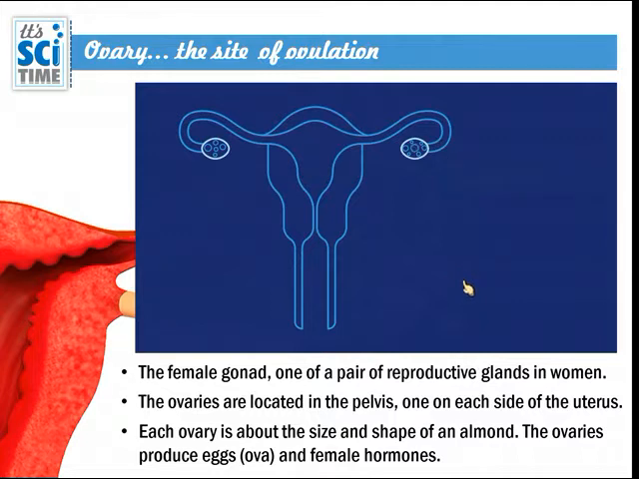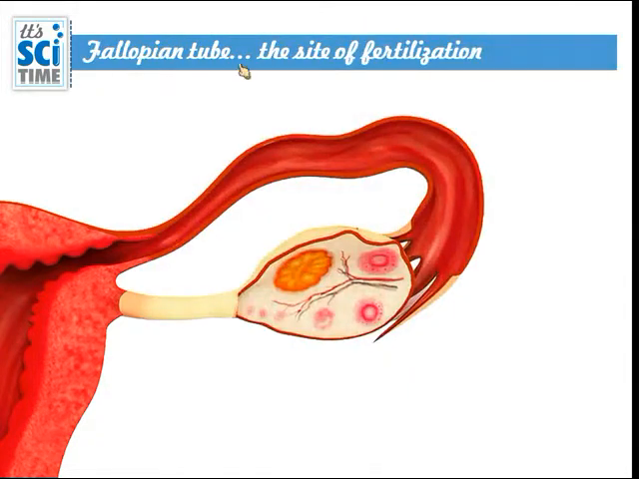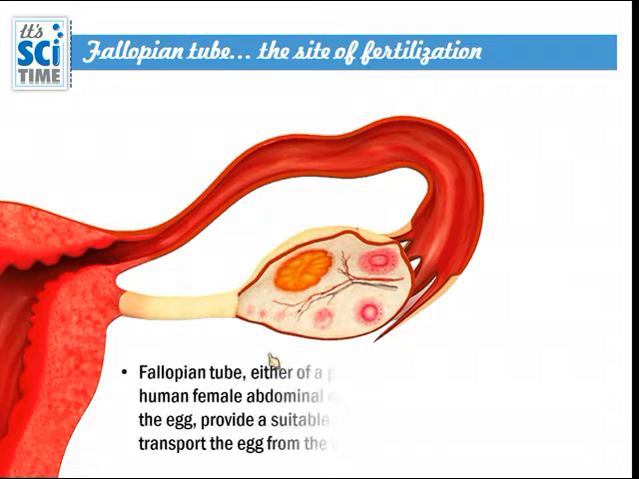Okay, let's move on to the next slide, that is the fallopian tube, the site of fertilization. The fallopian tube is a narrow, very small tube. Once the ova comes, the fertilization should take place within this place. That means the sperms must reach and stay here. When the sperms stay here and the ova comes, these two meet, and that meeting is called fertilization. So that is the site where fertilization takes place, the fallopian tube.